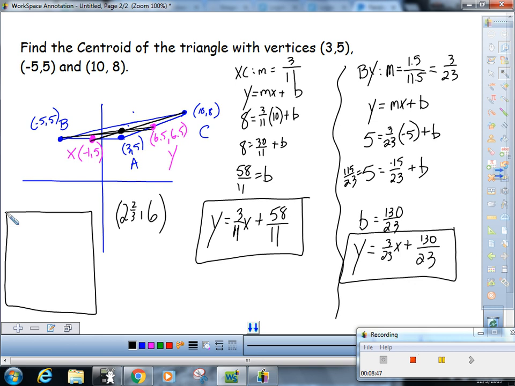So, what's negative 5 plus 3? And negative 2 plus 10? And what's 8 divided by 3? Which is? And what's 5 plus 8? 13 plus 5? 18 divided by 3? Well, that's a lot easier.